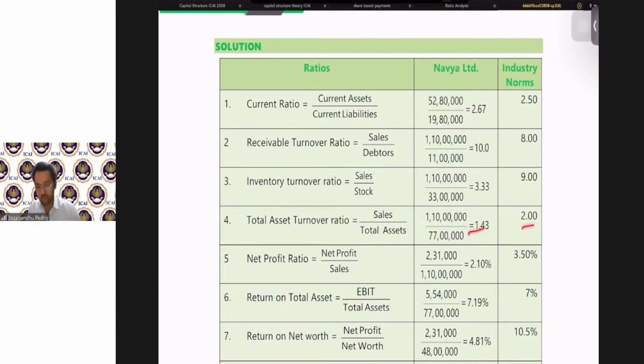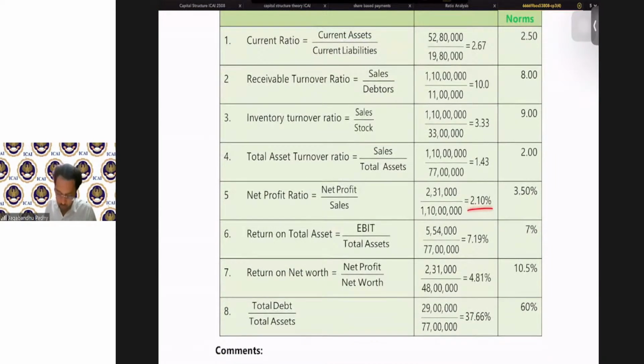Similarly, total asset turnover also we are lagging behind because the industry it is 2, whereas we have 1.43. It means other competitors are generating 2 rupee sale by investing 1 rupee, whereas we are generating only 1.43 by investing 1 rupee. Net profit margins also we are lagging behind because the other competitors are having 3.5% margin. We are having only 2.1.